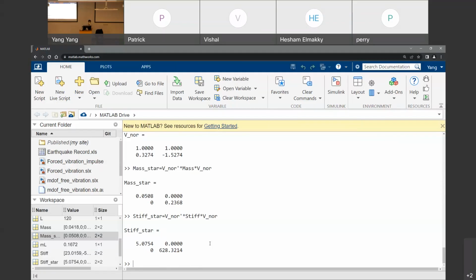If you do not have MATLAB installed on your laptop, desktop, or Macbook or Mac station, there is a MATLAB cloud that you can use. You should be able to use your school email address to log in or register for a free version of the MATLAB cloud. So this is the stiffness matrix star, and this is consistent with what I did by hand calculation.